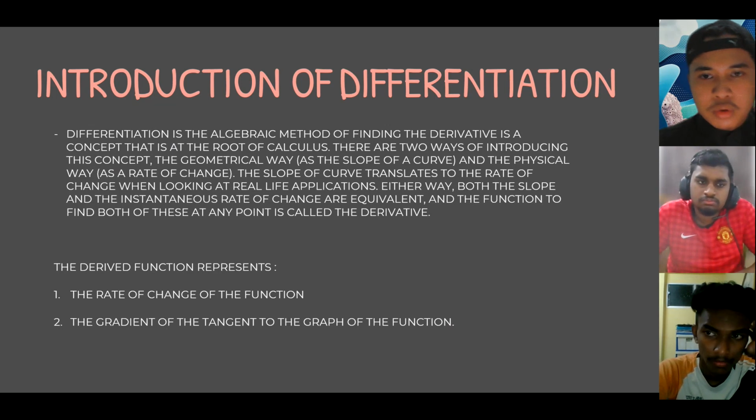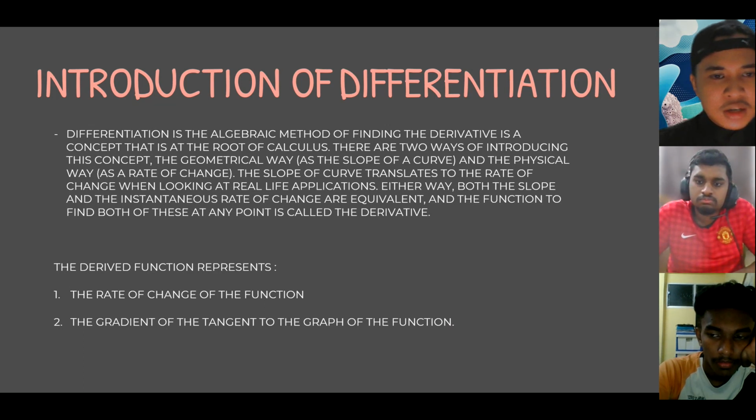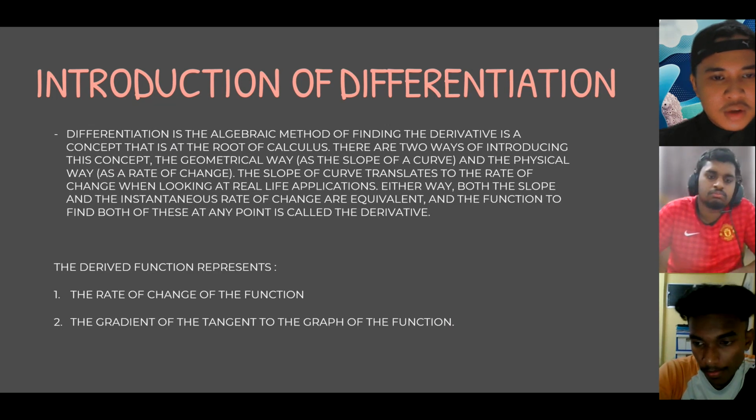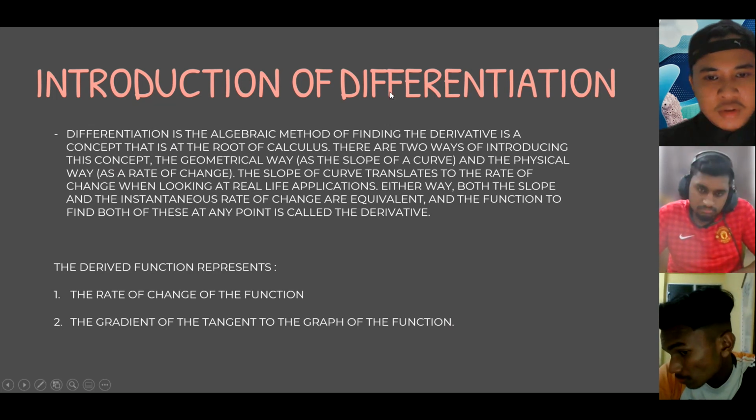The slope of a curve translates to the rate of change when looking at the real life application. Either way, both the slope and the instantaneous rate of change are equivalent, and the function to find both of these at any point is called the derivative. The derived function represents first the rate of change of the function, next the gradient of the tangent to the graph of the function.